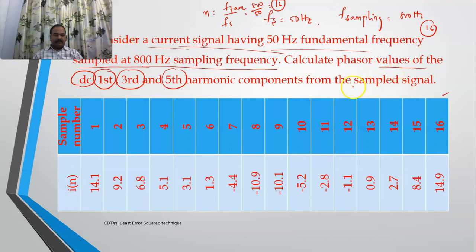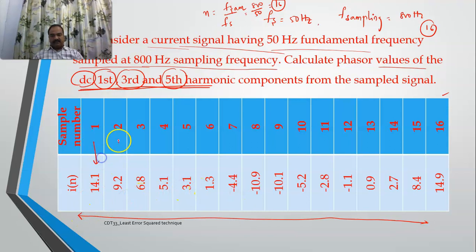You are assuming that your signal consists of only these harmonic components, or maybe it consists of other harmonics also, but you are more concerned about these components. Samples of one complete cycle have been given for you. 16 samples have been given. At each instant, these are the magnitudes which have been recorded. So you now have 16 samples of data, and you need to determine these components.